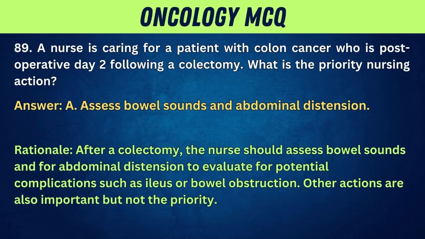Rationale: after a colectomy, the nurse should assess bowel sounds and for abdominal distension to evaluate for potential complications such as ileus or bowel obstruction. Other actions are also important, but not the priority.